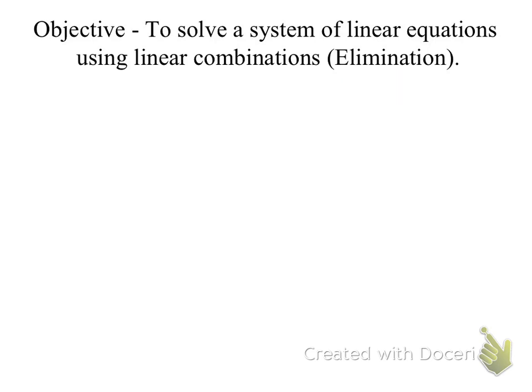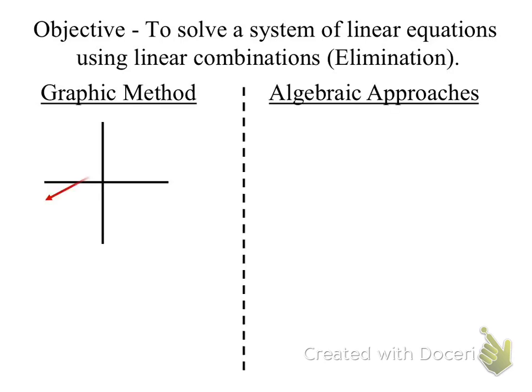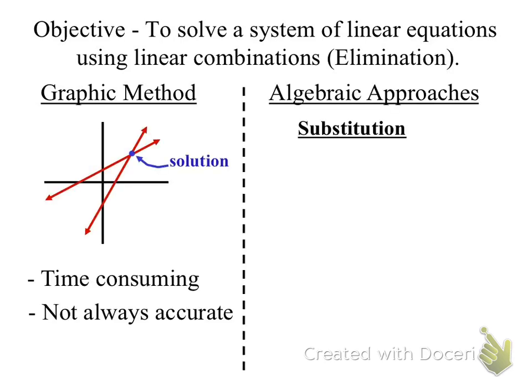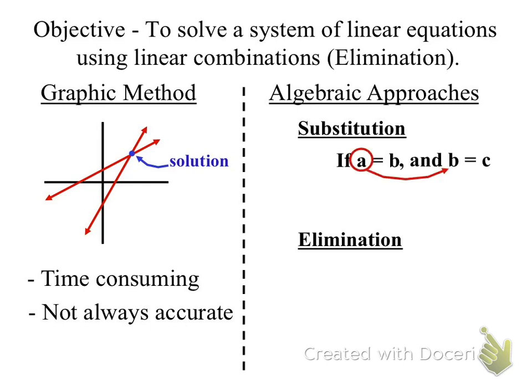So our third method, our first was graphing. Our second was where we had to make a graph, but it's very time consuming and it's not always accurate. Then we did substitution. This works well if one of the variables is easy to get alone, and then we can substitute. Elimination is where we basically eliminate a variable.